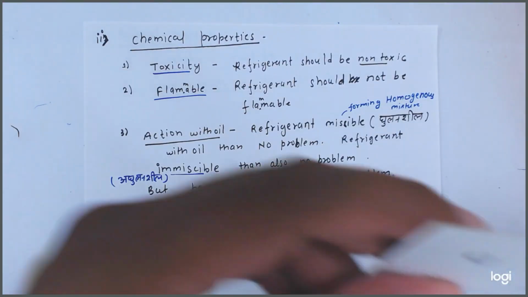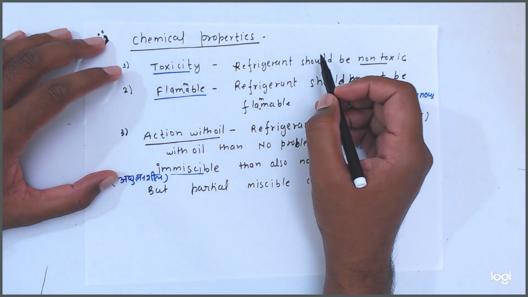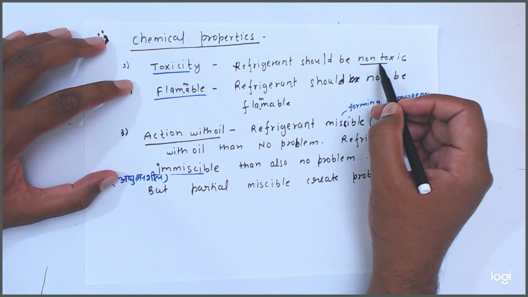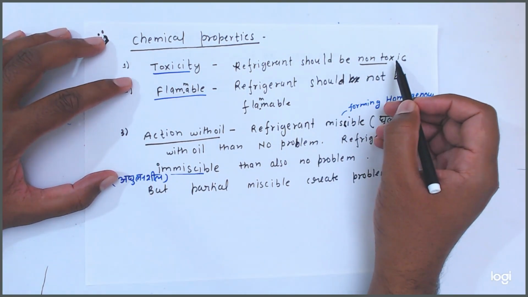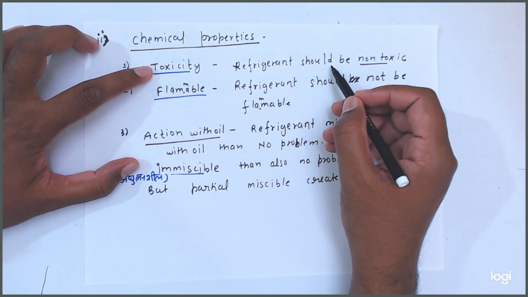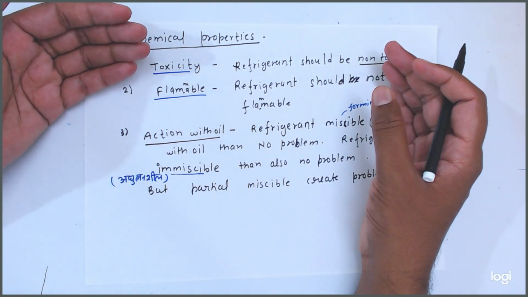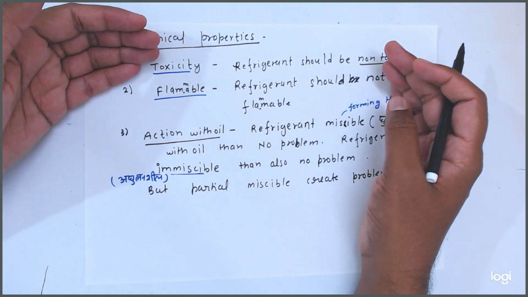Now we will see the chemical properties. Chemical properties means the refrigerant we are using should not be toxic. If toxicity is there, what happens? It will be dangerous for human beings. Suppose any leakage is there, then toxicity will cause a problem.